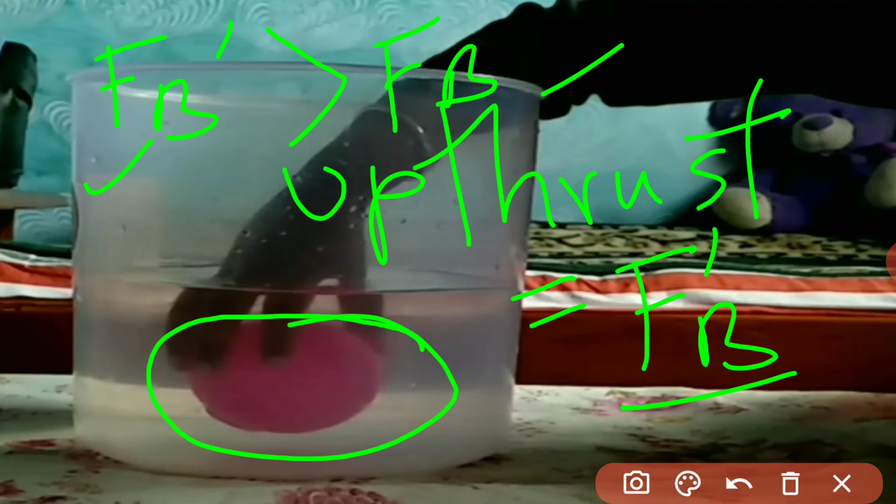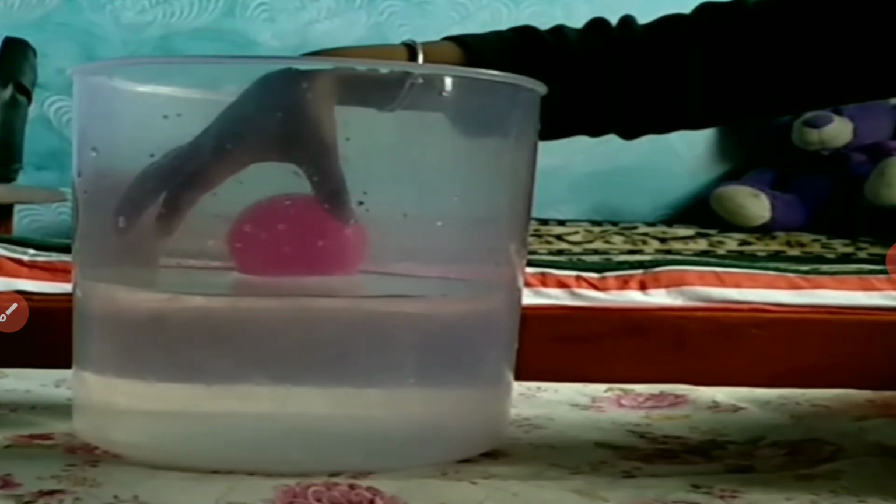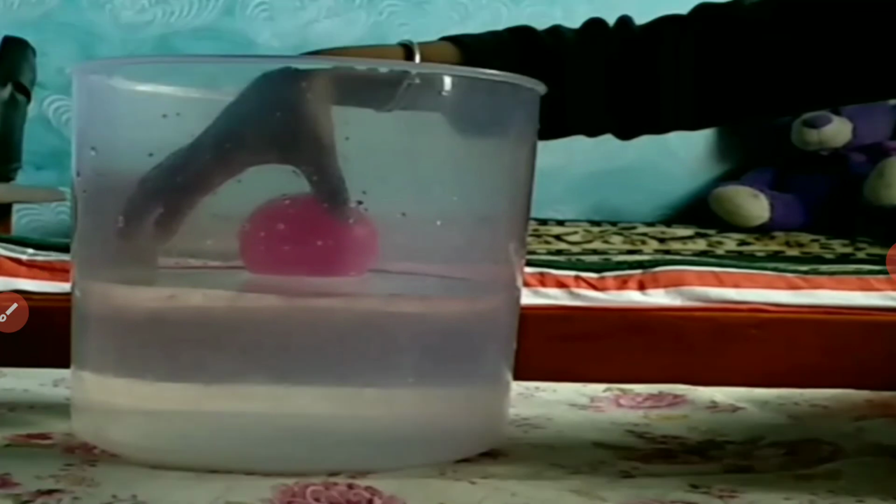Now under this condition, as this FB dash is bigger than this FB, the previous value when the ball was on the surface of water, if I release this ball right now, it will come up. Why will it come up? The reason is that here the value of FB dash is much greater than the weight of the ball. I hope you have understood till here, okay?